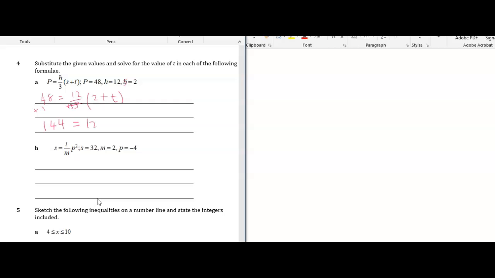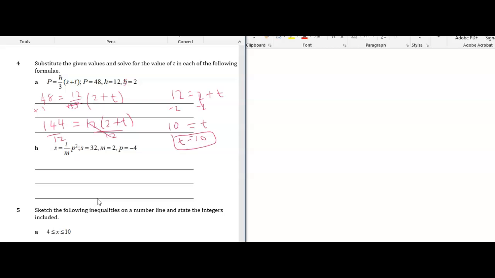And then we've got 12, 2 plus t. Divide both sides by 12. Oh, isn't that nice? It's going to work out to 144 divided by 12 is 12. So that goes, and then we're left with 2 plus t. Subtract 2 from both sides. 12 minus 2 is 10. So t is equal to 10. And if you like to write it that way, there we are.